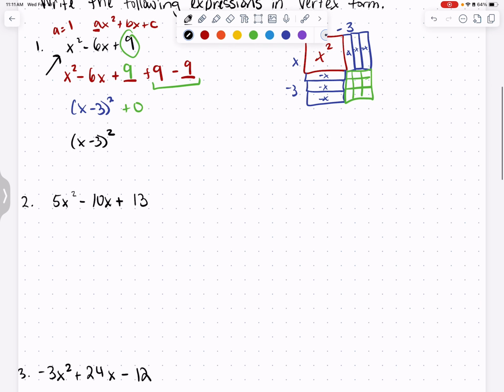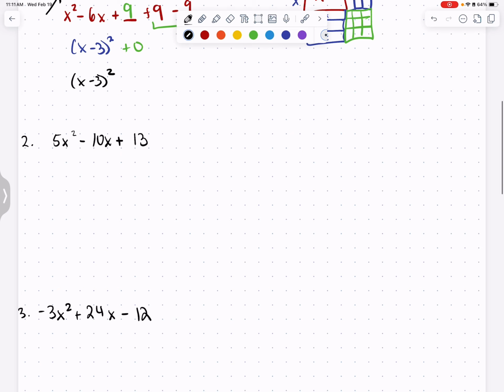Now, when the a value is not 1, things get a little trickier, and we have to be careful with our algebra. So what we're going to do is first factor out the a value from all 3 terms, and that is the process of dividing all the terms by that a value and multiplying it out front. You can't just drop it, otherwise each step is not equal, and all of our steps need to be kept equal. So if I divide 5x squared by 5, I get x squared.